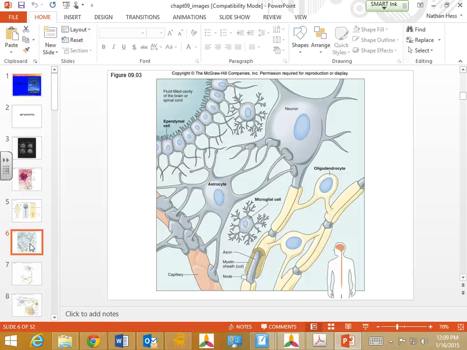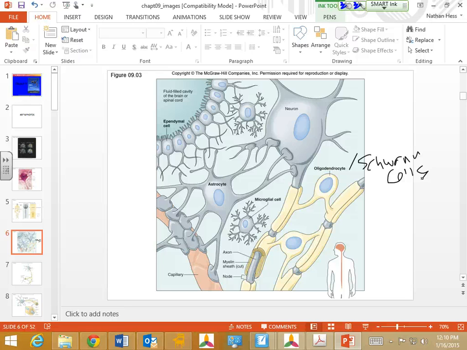So remember that oligodendrocytes and Schwann cells both do the same function. They both produce myelin. Which one is central nervous system and which one is peripheral? Schwann is PNS, right? So that would be away from the center, not the brain and spinal cord. And then oligodendrocytes are in the CNS.